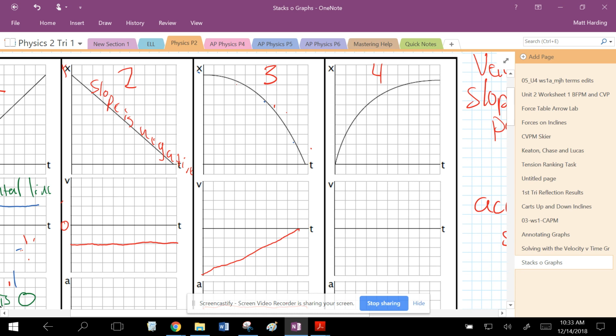Is the slope of the position versus time graph decreasing, or is it increasingly negative? Okay, Kachuk is thinking that the slope is, as you said, increasingly negative. Okay.